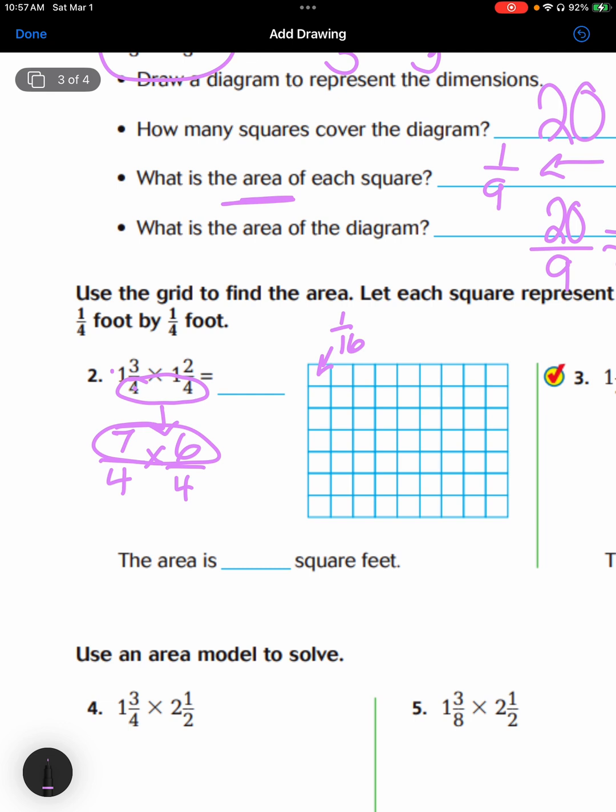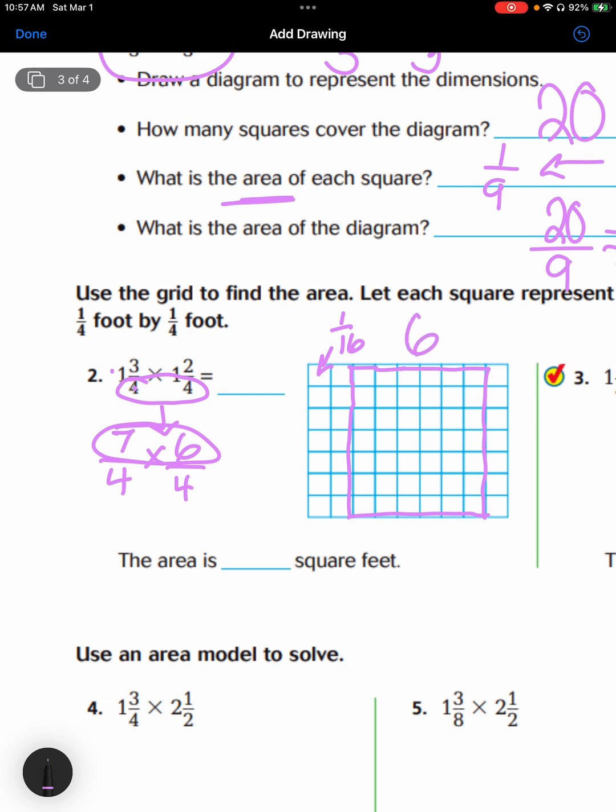7 by 6. So it doesn't matter which side you put as which, just as long as one side is 7 and the other one is 6. So I'm going to start here. 1, 2, 3, 4, 5, 6, 7. 1, 2, 3, 4, 5, 6. Okay? So this is what your diagram should look like. Kind of like a giant square.